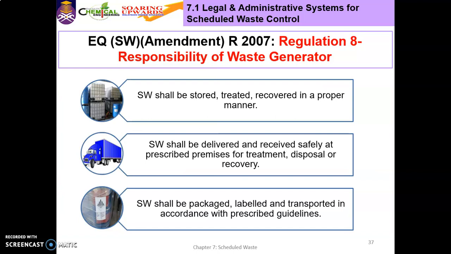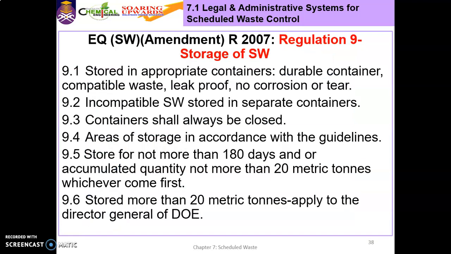Regulation number 8 is about the responsibility of the waste generator. The waste generator is responsible for the storage, the treatment, and also should recover in a proper manner. The scheduled waste shall be delivered and received safely at a prescribed premise for further treatment, disposal or recovery. The scheduled waste shall be packed, labeled and transported in accordance with prescribed guidelines. That is regulation number 8, about the responsibility of the waste generator.